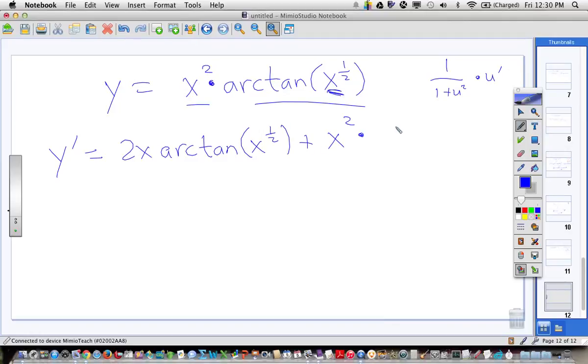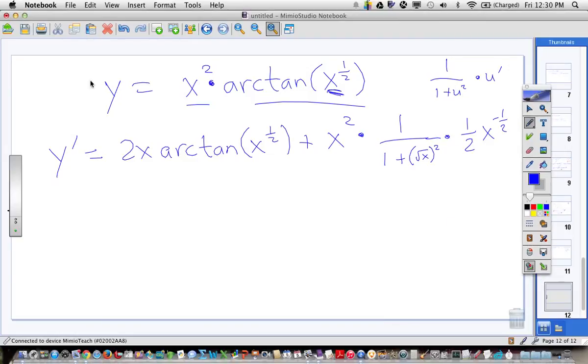So the derivative of arctangent is 1 over 1 plus the inside, which was that, squared. You can see why I wrote square root, because we're squaring it. Okay, we can do something with that. And then u prime, that's the derivative of the inside, is 1/2 x to the negative 1/2, like that. So that's what 23 would look like. Now, can we simplify it a little bit? Not much to do with that, but we certainly can do some stuff with this.